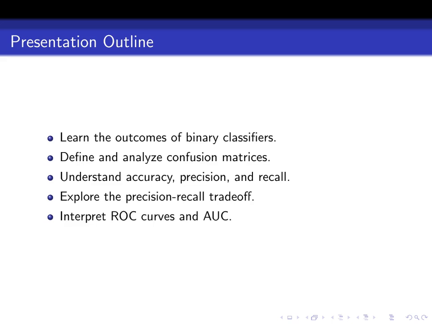First, here's an outline of what we'll cover. We'll begin by understanding the possible outcomes of binary classifiers, followed by defining and analyzing confusion matrices. Then, we'll explore accuracy, precision, and recall, discuss the Precision-Recall Tradeoff, and finally, interpret ROC Curves and AUC. By the end of this video, you'll have a comprehensive understanding of these critical evaluation metrics.